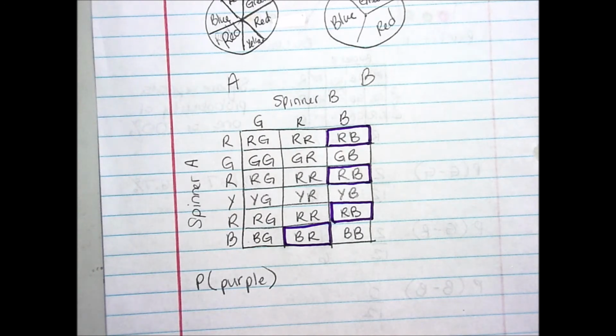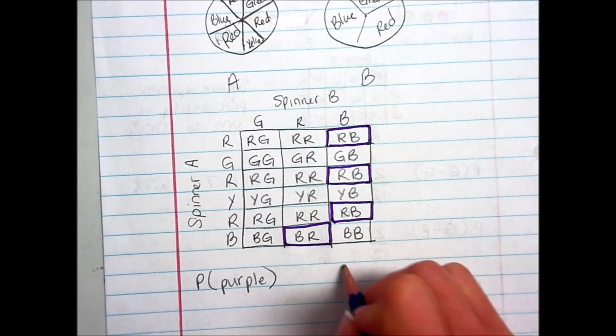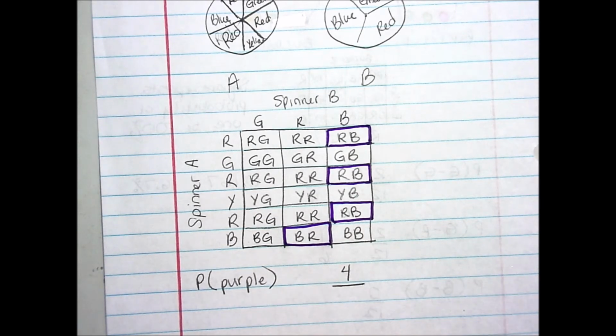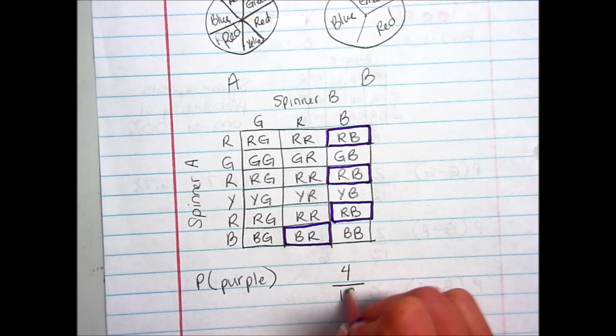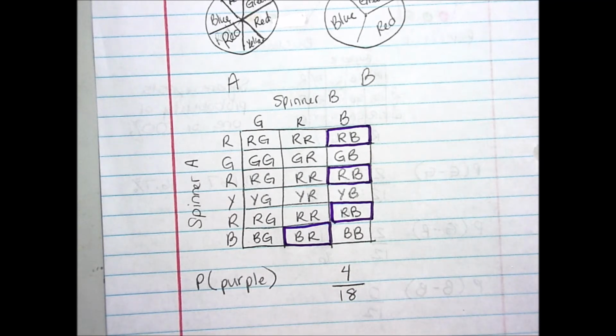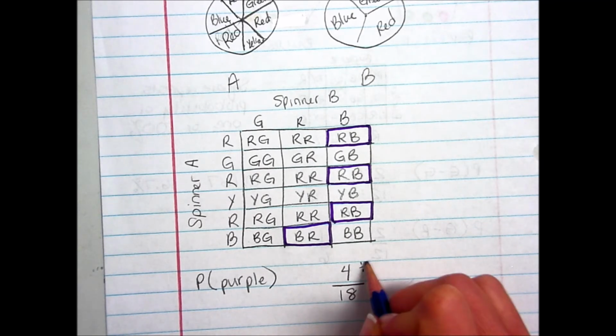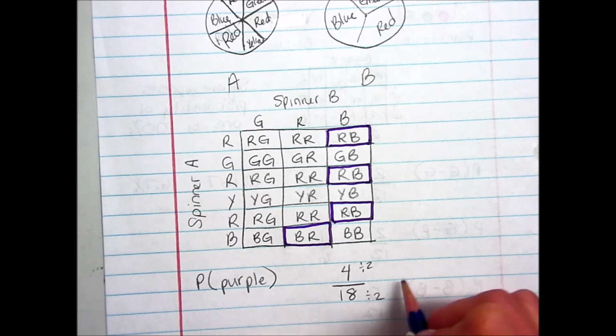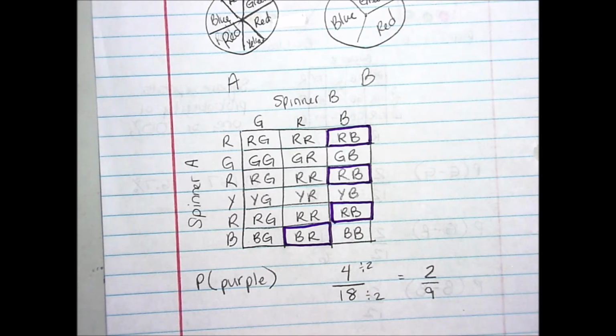Alright, so what's my probability? How many times could it possibly happen? 4. Out of how many total outcomes? 18. Alright, and we won't leave it like that. They're both even, so we know we can divide them by 2. So I have a 2 out of 9 chance of making purple.